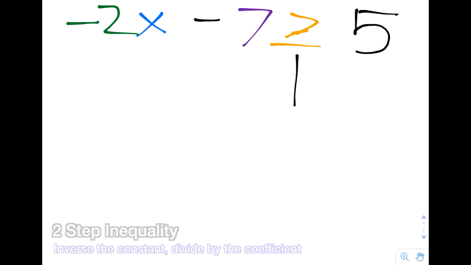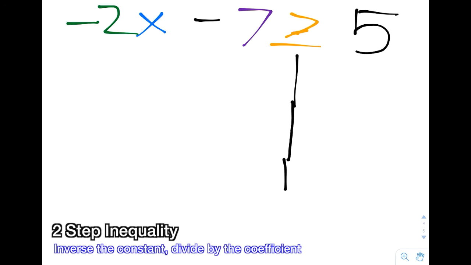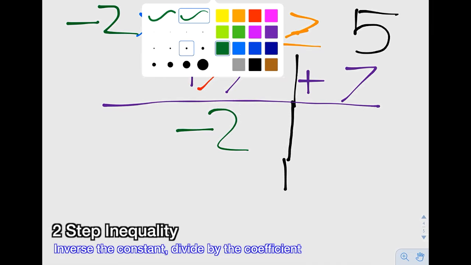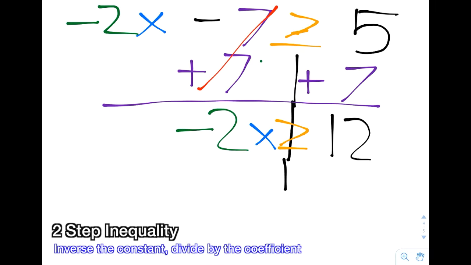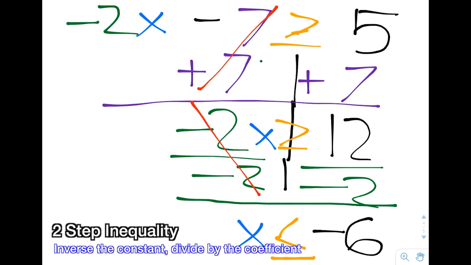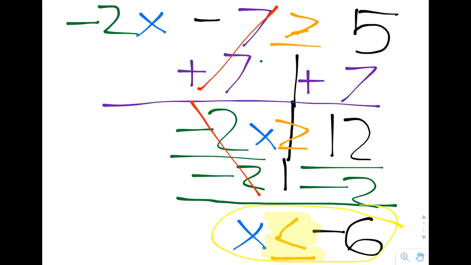First, add the inverse of the constant to both sides. To do this, add 7 to both sides of the inequality. You should end up with -2x is greater than or equal to 12. Now divide both sides by the coefficient. To do this, divide both sides by -2. You should end up with x is greater than or equal to -6. Remember, since the coefficient is a negative number, we need to flip the sign. Your final product should be x is less than or equal to -6.